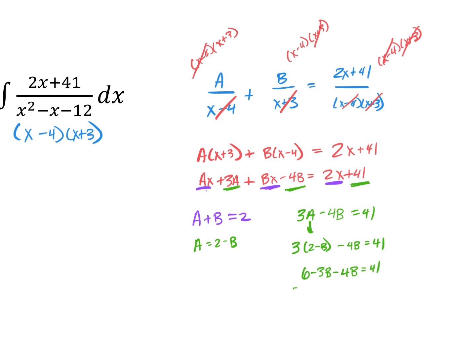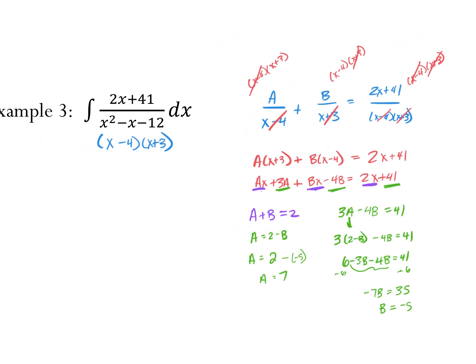And then I'll subtract my 6, and this becomes negative 7b equals 35, so b equals negative 5. If I plug that in, that means a is equal to 2 minus negative 5, which puts a equal to 7. Again, solving systems, you guys have been doing that for a real long time.